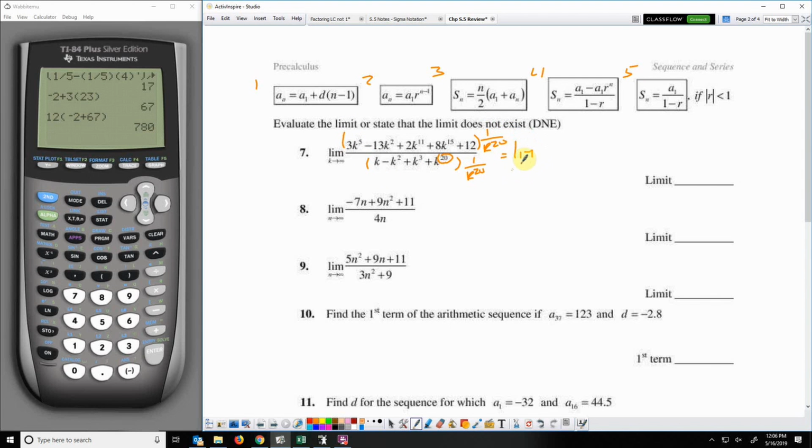So it's the limit as n approaches infinity of, so I've got 3k to the 5th times 1 over k to the 20th, and that is going to be 3 over k to the 15th, minus 13k squared over k to the 20th, minus 13 over k to the 18th, plus 2k to the 11th over k to the 20th, plus 2 over k to the 9th, plus 8k to the 15th over k to the 20th, plus 8 over k to the 5th, plus 12 over k to the 20th.